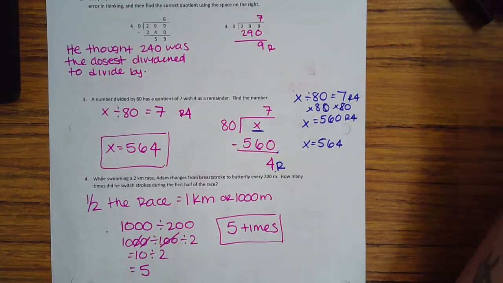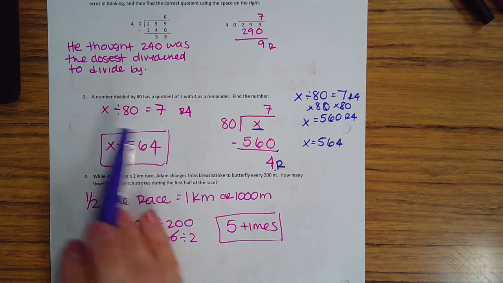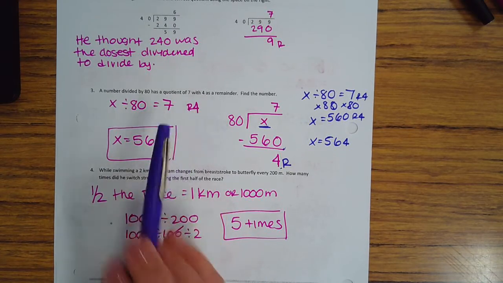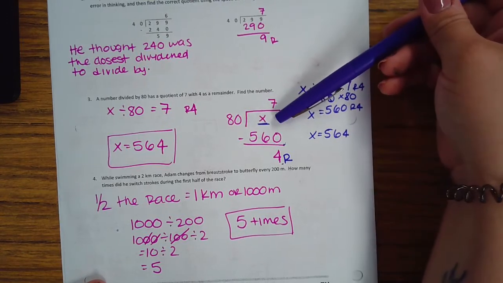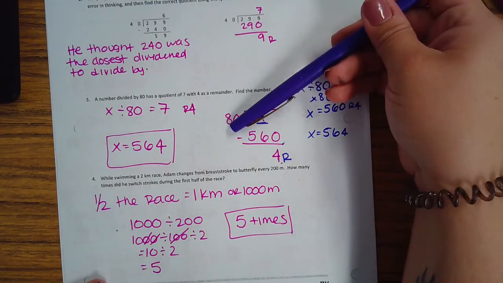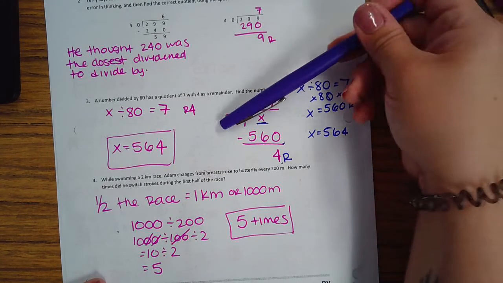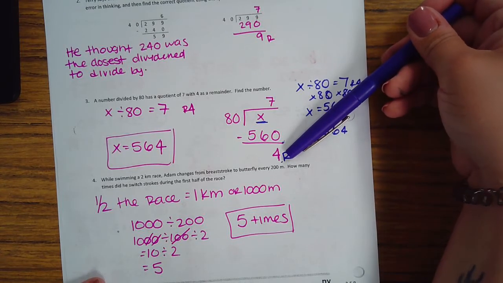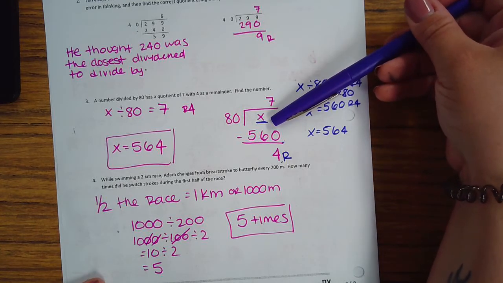Number 3, a number divided by 80 has a quotient of 7 with 4 as a remainder. Find the number. So my original problem looks like this. X divided by 80 equals 7 with a remainder of 4. There's 2 ways you can do it. I drew it out like this because I know that X would go inside the division. 80 is here with my answer up here as 7. So if I multiplied 7 times 80, it's 560, and then I wrote the remainder below. So I know that if I add the remainder plus 560, I will find X.